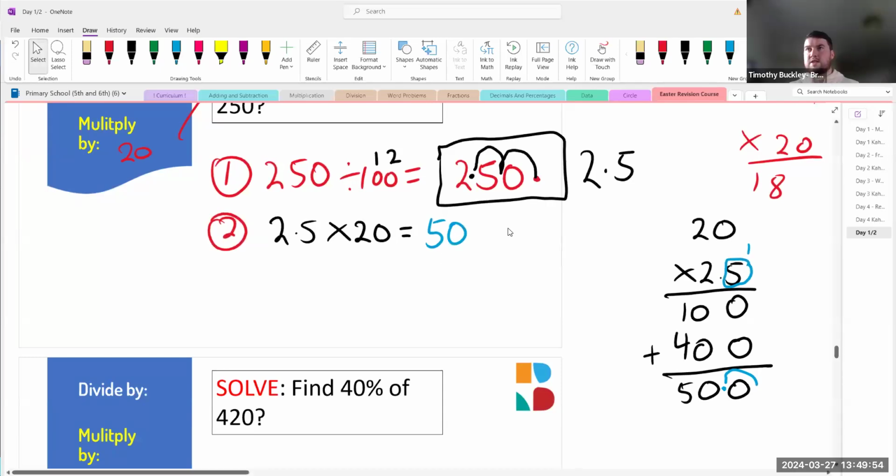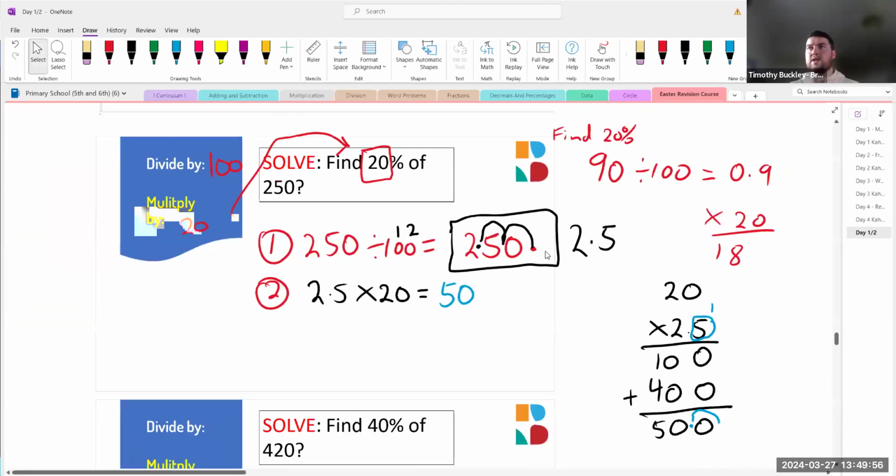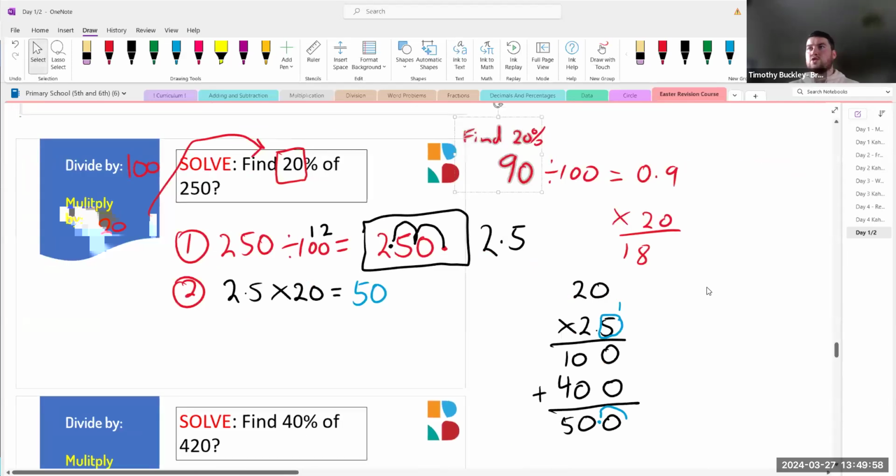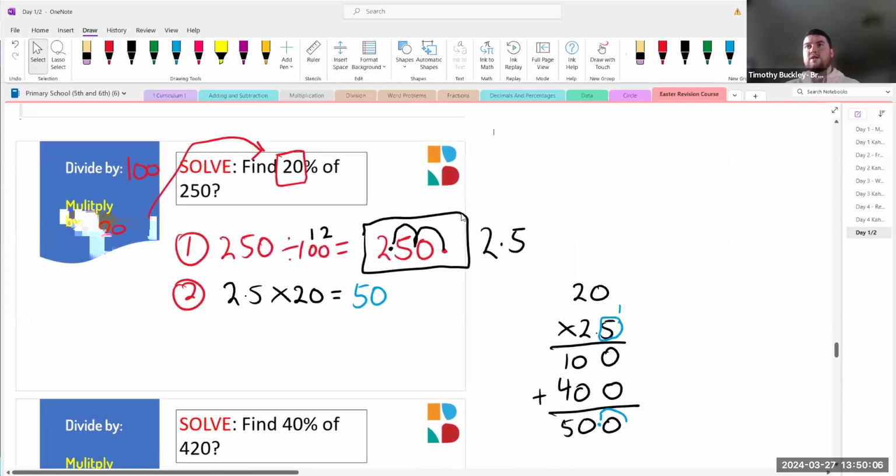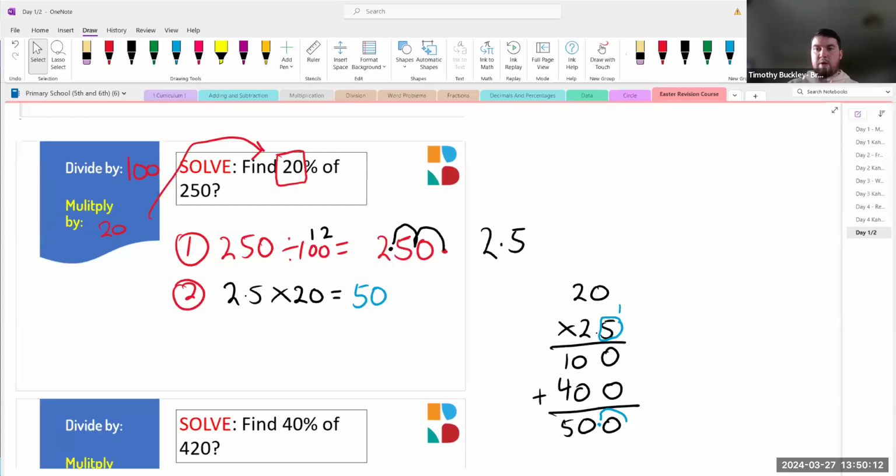So if anybody wants to take this down, please do now. It might help you if you're a bit unsure. I'm just going to delete this stuff because that was an example of a question. So if you need to take this down, please do that now. And we will be finished in about 10 minutes, guys.